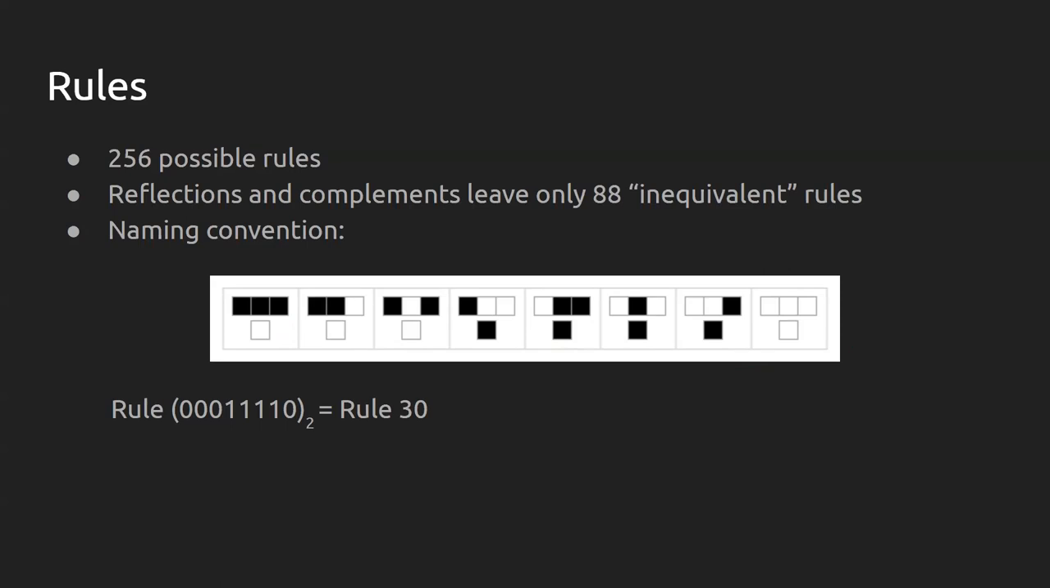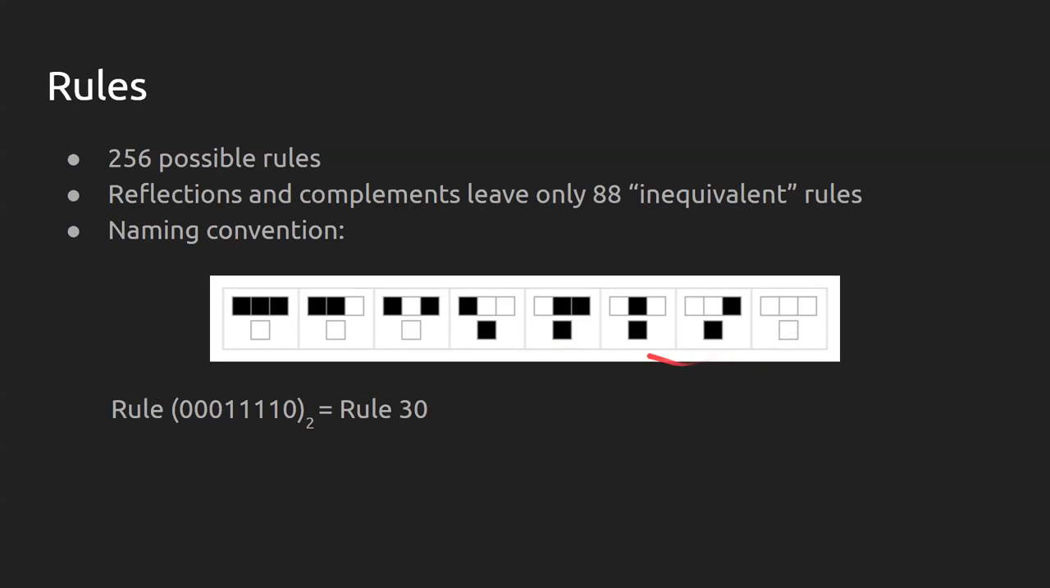And it's made even simpler by the fact that you can see equivalence relationships between certain rules. Some of them are mirror images of another one. Some of them are a complement of another rule, where you flip zeros and ones. So all in all, if you remove all the duplicate rules, there would be 88 unique or inequivalent rules remaining.